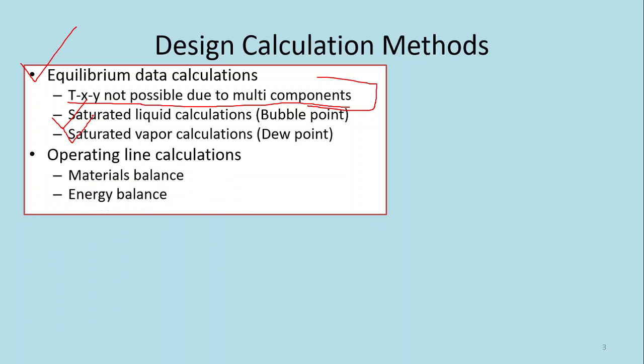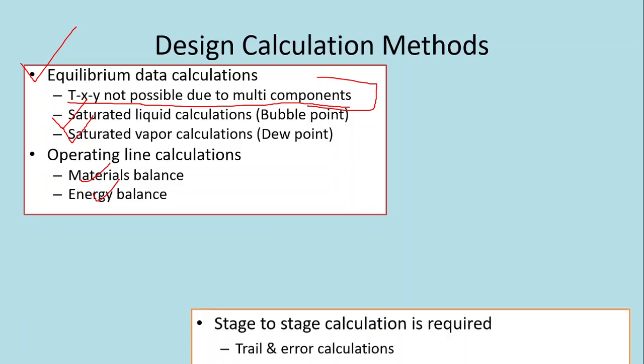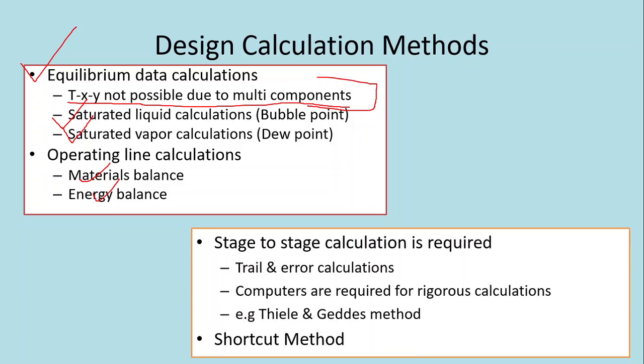These two values are very much helpful in multi-component distillation. The second thing that we require is the operating line calculations. In the operating line calculations, basically the material balance or the energy balance is the base. So these two things are required for the calculations and for the design of a multi-component distillation system as well. There are two broad methods for the solution of the calculation.